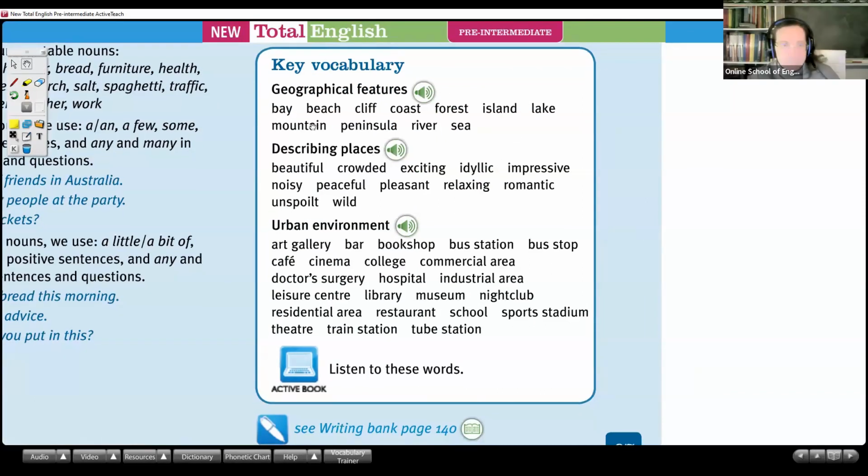Now, I will show you these words and you tell me if you know them. If you don't know them, I'll try and show you a picture for these, okay? So these words describe geographical features. A feature, what is a feature? Do you know a feature?